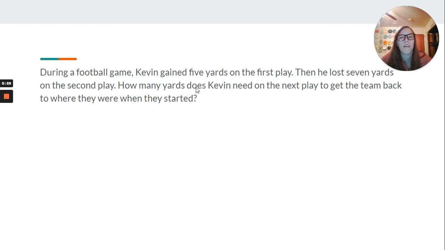During a football game, Kevin gained 5 yards on the first play. Then he lost 7 on the second. How many does he need to get the team back to where they were when they started? So 5 plus a -7 equals a -2. And so in order to get back to 0, he needs 2 yards.